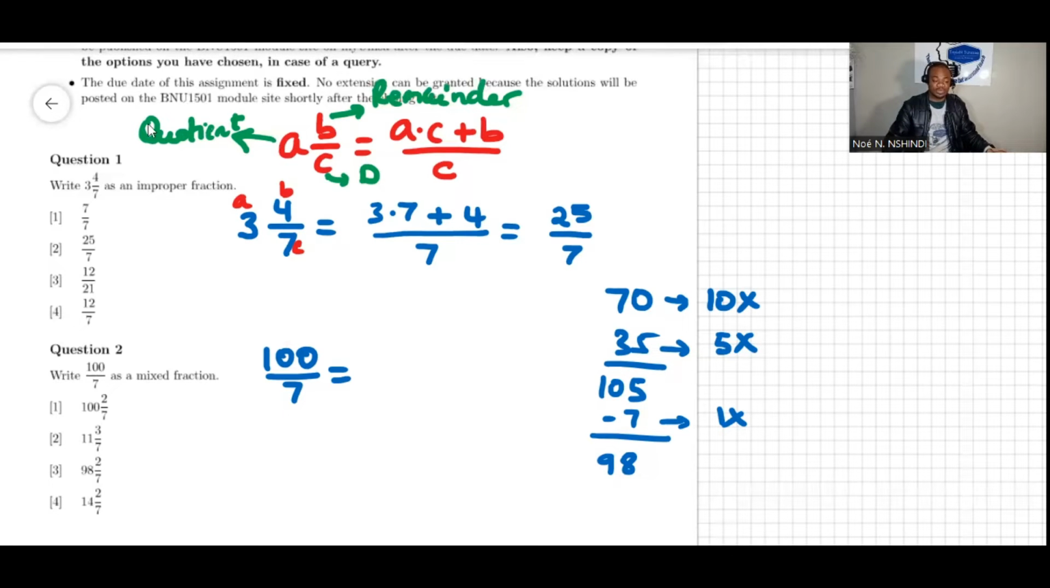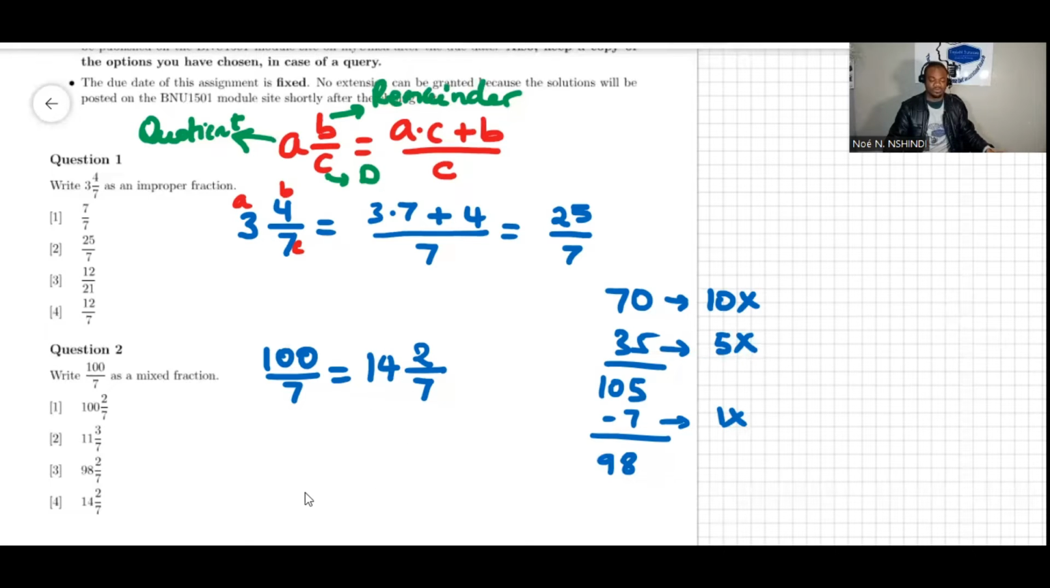So 14 is the quotient, which I write next to the fraction as the integer part. Because I have 98, the remainder is how much is left: 98 to 100 is 2. So 2 is left over, 2 over 7. This is how we write 100 over 7 in mixed number form.